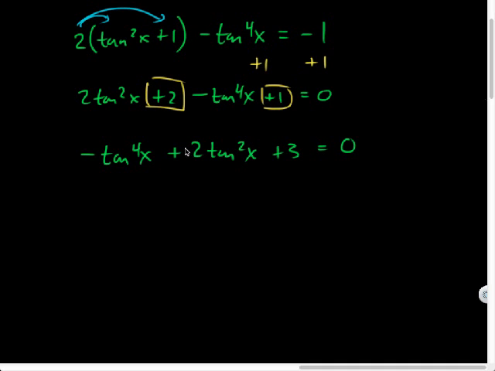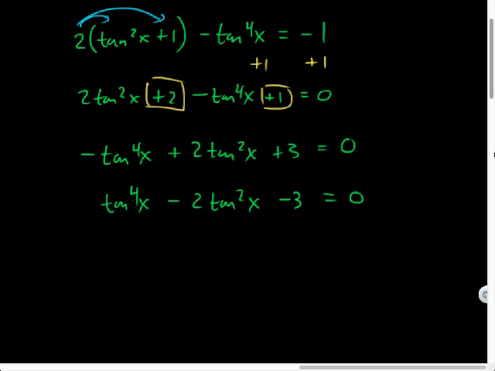Now, I don't like starting off with a negative. So whether you think of this as dividing both sides by a negative or multiplying both sides by -1 or just changing everybody's sign, let's just change everybody's sign. So that'd be tan to the 4th x, -2 tan squared x, -3 equals 0. And this is where I can't do my regular old GCF trick because I've got this third term in the way.